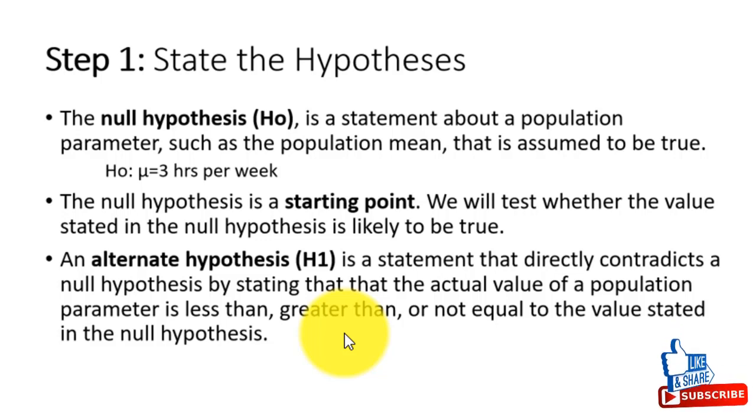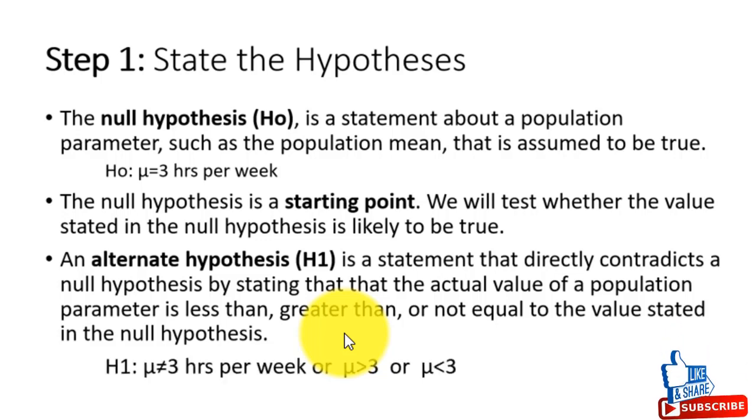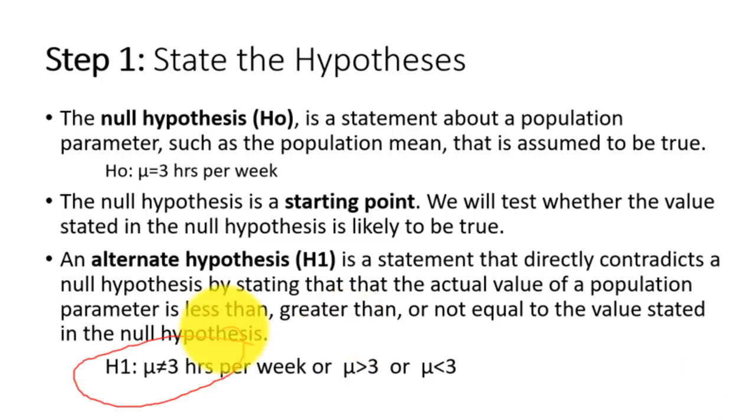Alternate hypothesis is a statement that directly contradicts the null hypothesis by stating that the actual value of the population parameter is either less than, greater than, or not equal to the value stated in the null hypothesis. If we have no sufficient reason to say that children watch TV more than 3 hours per week or less than 3 hours per week, we may set a non-directional hypothesis. Otherwise, it can be a directional hypothesis.